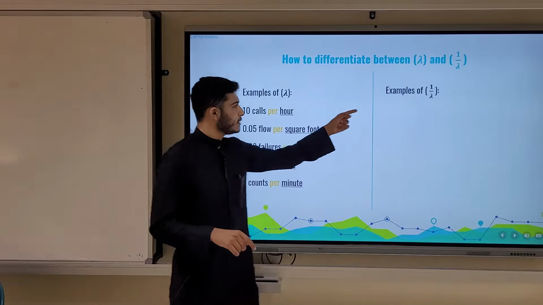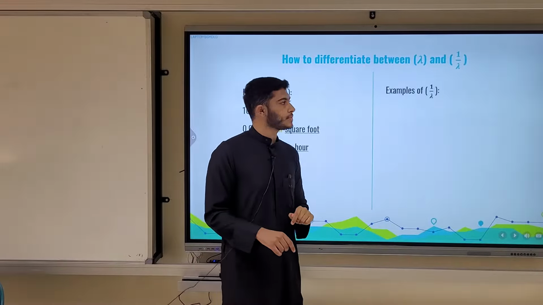Here's the thing, refresher: this is the mean for the Poisson, this is the mean for the exponential, and we are solving for the exponential here.